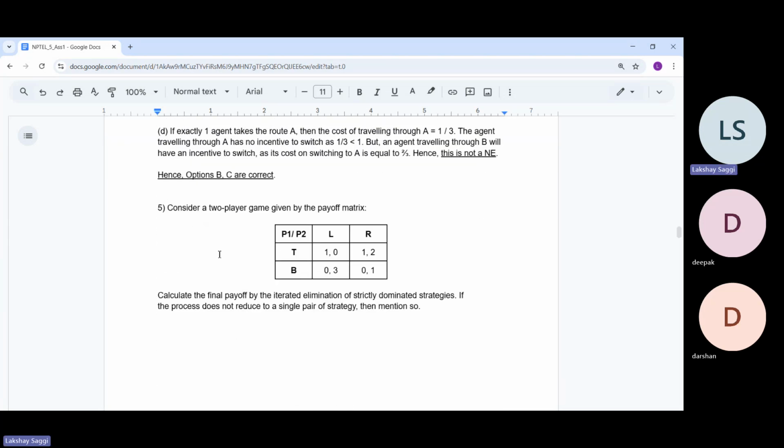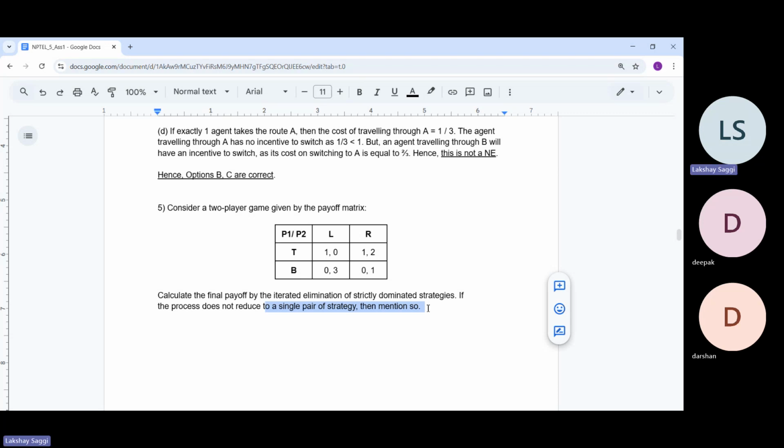So let's just consider the fifth question right now. The problem statement is: consider a two-player game given by the pair of matrices. We are given a 2 cross 2 pair of matrices, so for player one and player two there are two possible strategies for each. What we want to find out is the final payoff by iterated elimination of strictly dominated strategies. If the process does not reduce to a single pair of strategies, then mention so.